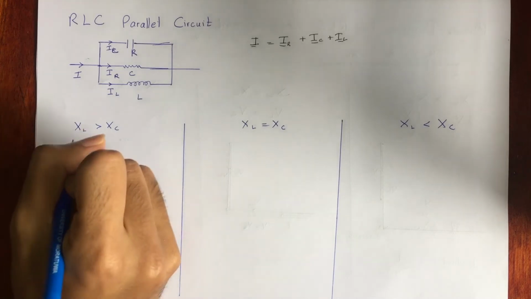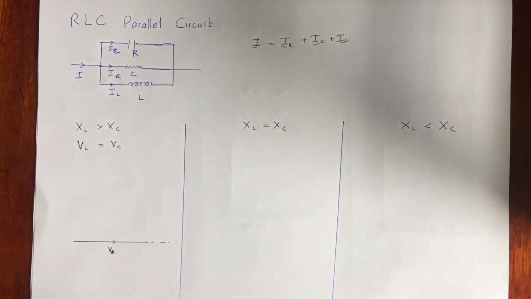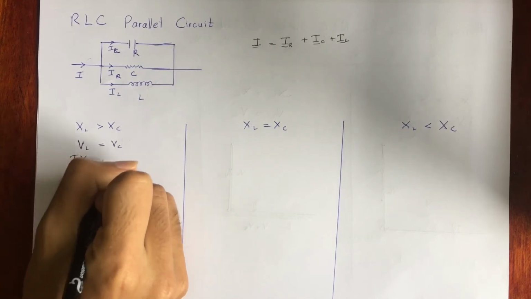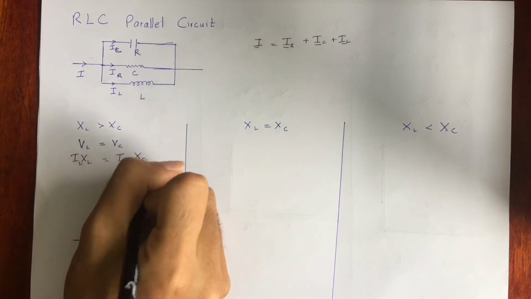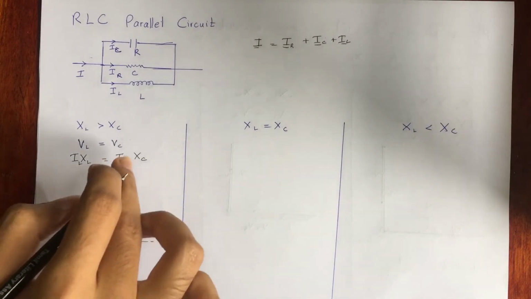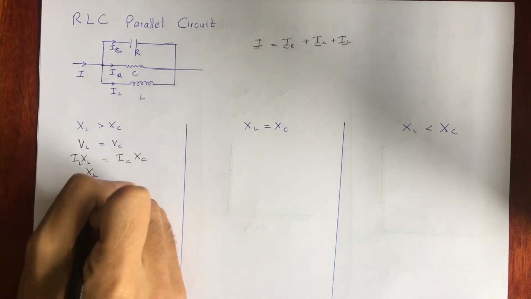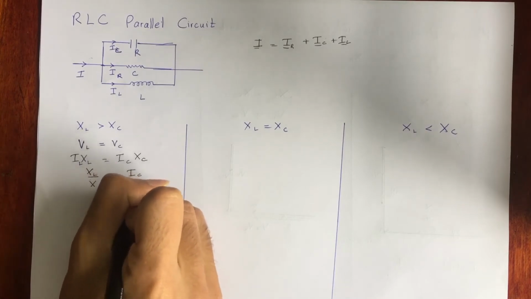Actually, we know that the voltage across L and C would be equal. So from that we can write one equation. If I use Ohm's law, we can tell that IL into XL would be equal to IC into XC. If I take this to one side, we can tell that XL over XC would be equal to IC over IL.